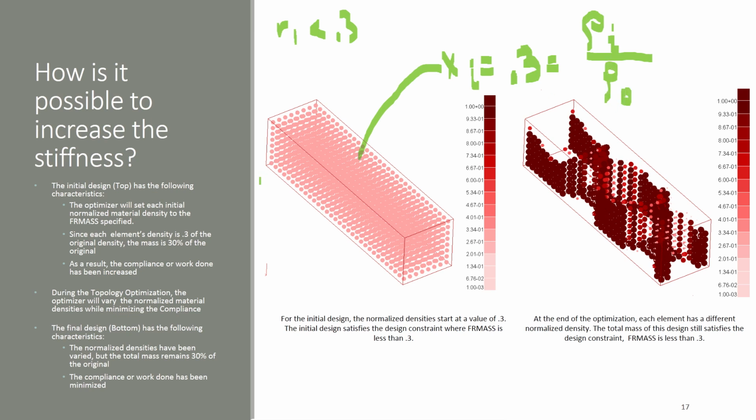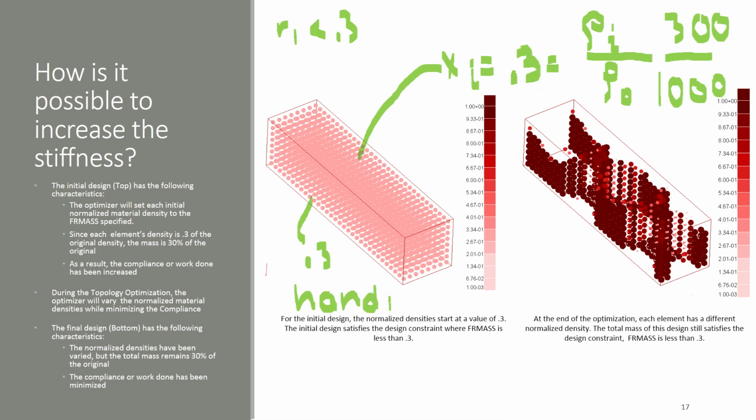So now, at the very beginning of the topology optimization, it starts off with material densities less than the original density. So here, if the density was 1000, that means the density of this one element and all the other elements will start off at 300. So at the very beginning of the optimization, the fractional mass is 0.3. That means that 30% of the mass was retained. Think of the original design starting off as handicapped. So here we'll go ahead and write handicapped.